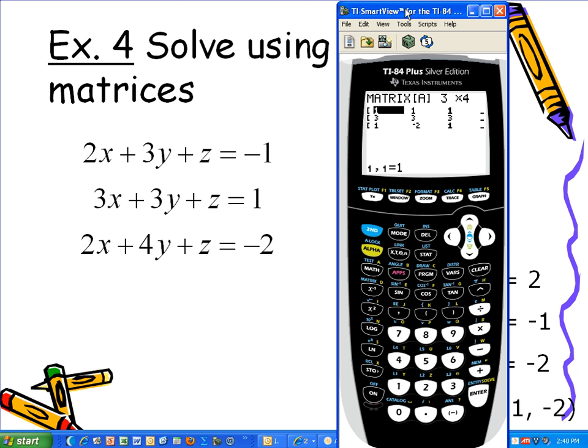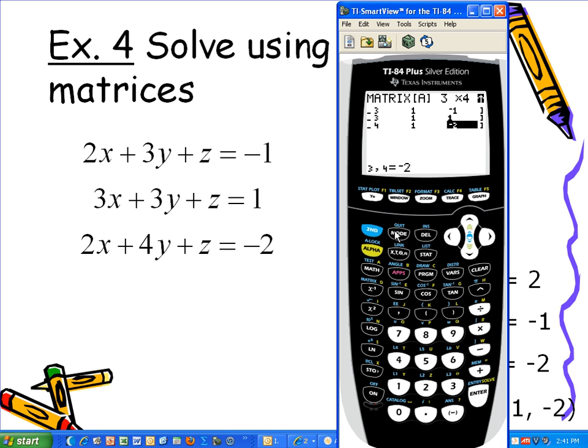So we want to make this a 3 by 4. What is the first row going to be if I include all four? 2, 3, 1, negative 1. Yeah, we're going to do this one first. Trust me, this will be better. So 2, 3, 1, negative 1, right? Yep. One 3 by 4 matrix that includes the whole shebang.